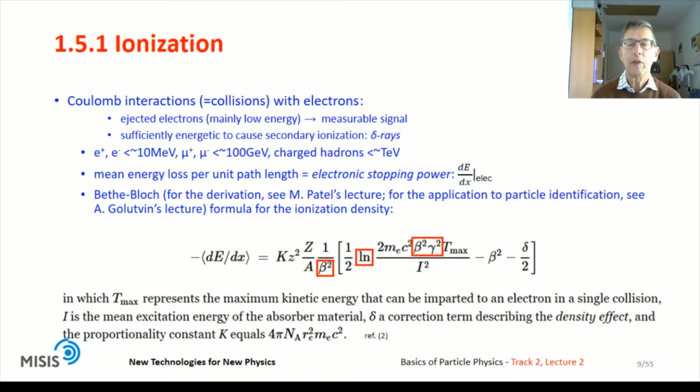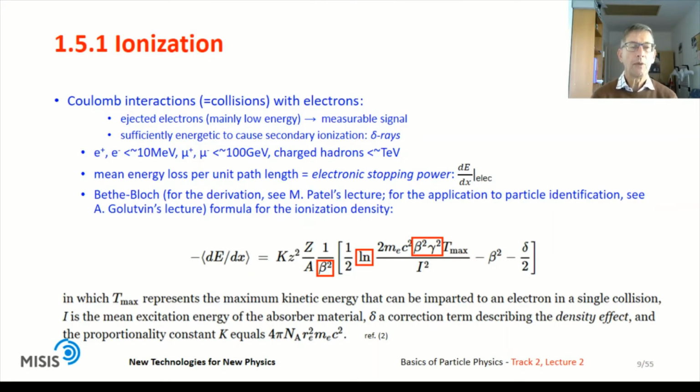If the energy of the electron is sufficiently high to cause secondary ionization, then we're talking about delta rays. For electrons, this will happen up to an energy of about 10 MeV. For muons, it's much higher. Ionization is important to energy of about 100 GeV. And for protons or hadrons, the energy at which this is important is much higher, of the order of TeVs.